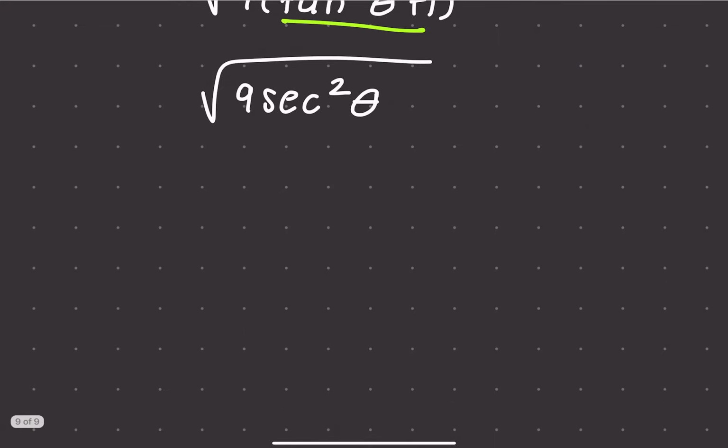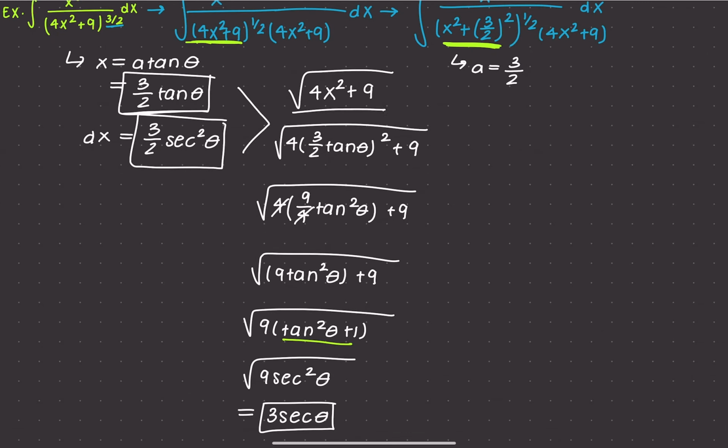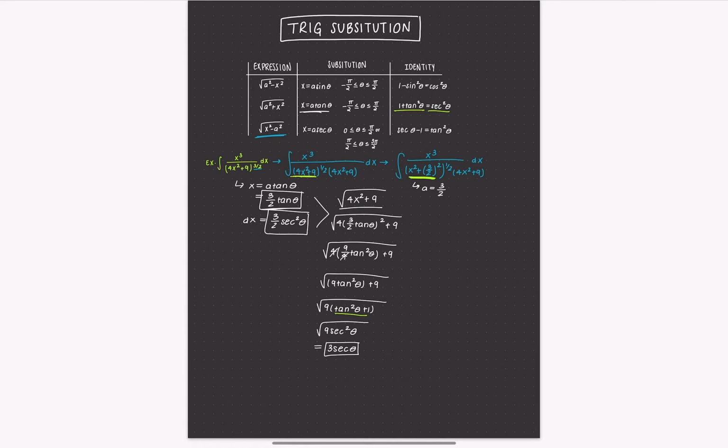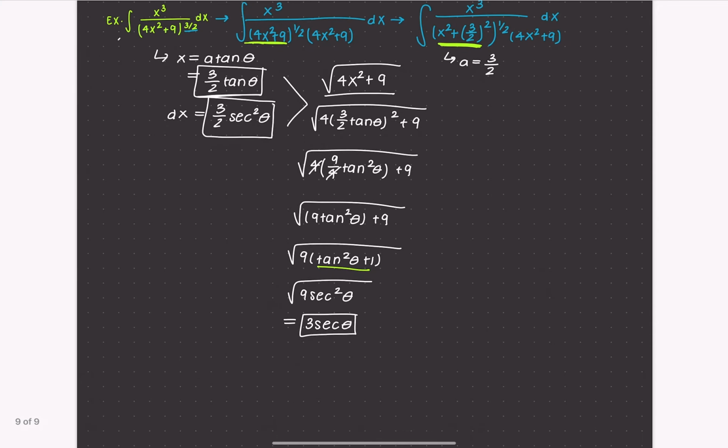And when we take the square root of that, we get 3 secant theta. So 3 secant theta is equal to the square root of 4x squared plus 9. Once we get this, we can rewrite the integral. So let's rewrite it here at the bottom.